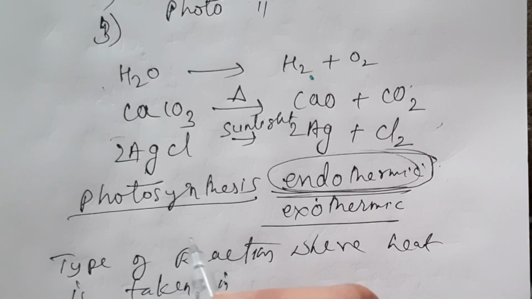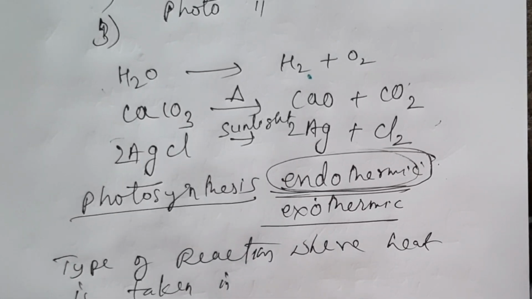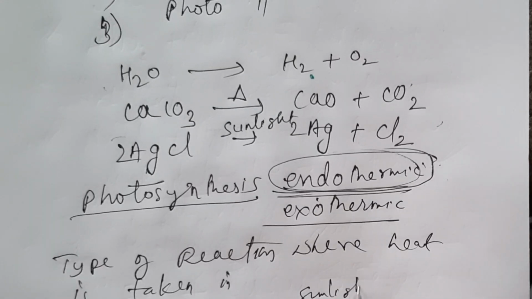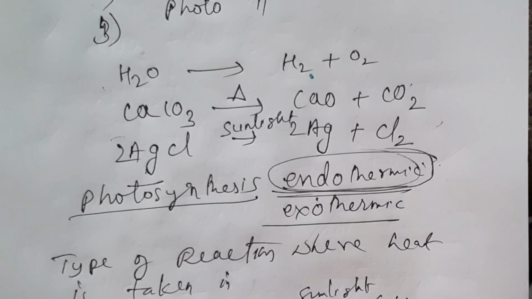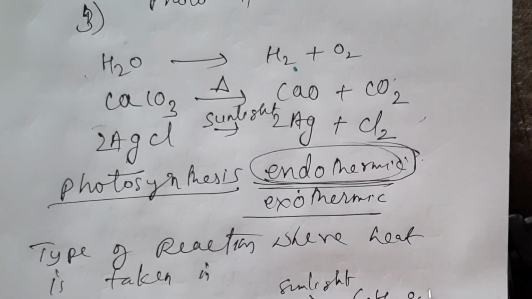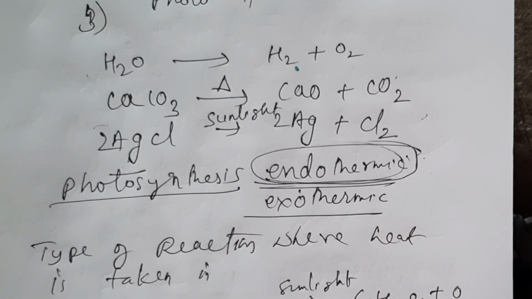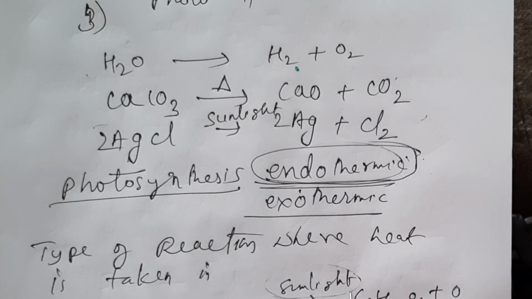When sunlight falls on carbon dioxide and water, carbon dioxide plus water in the presence of sunlight will give C6H12O6, that is glucose, plus oxygen is liberated. So this is a type of decomposition reaction. This is a type of endothermic reaction as heat is used here.